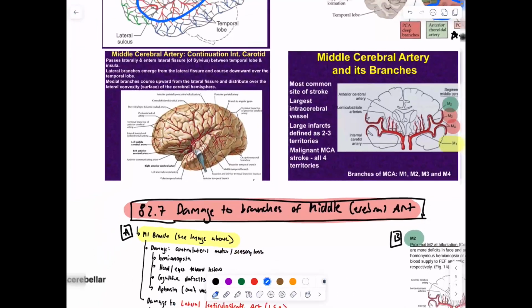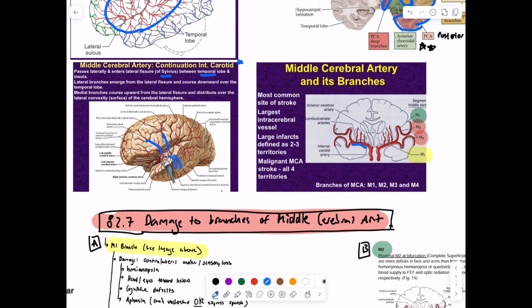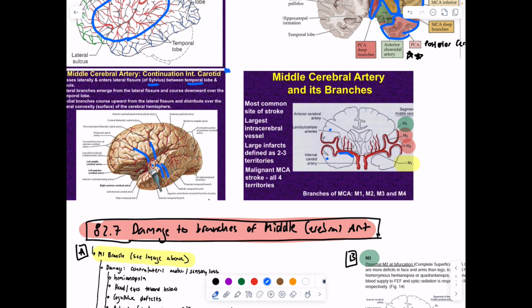We have different branches, but it's a continuation of the internal carotid, and it passes laterally and enters the lateral fissure of Sylvius between the temporal lobe and the insula, and the lateral branches emerge from this lateral fissure and course downward over the temporal lobe. Medial branches go upwards and distribute over the surface of the cerebral hemisphere. So more on that. Here we have this lateral fissure right here between our temporal and parietal lobe, and then we have different branches.